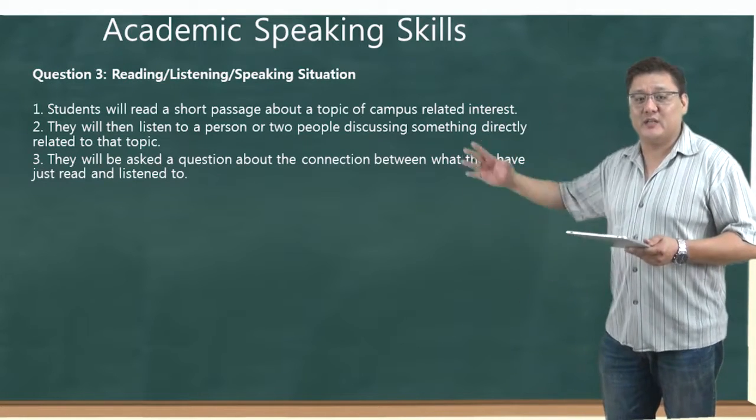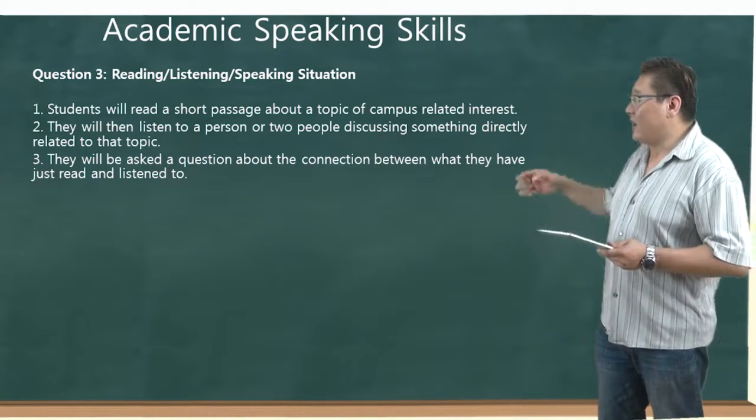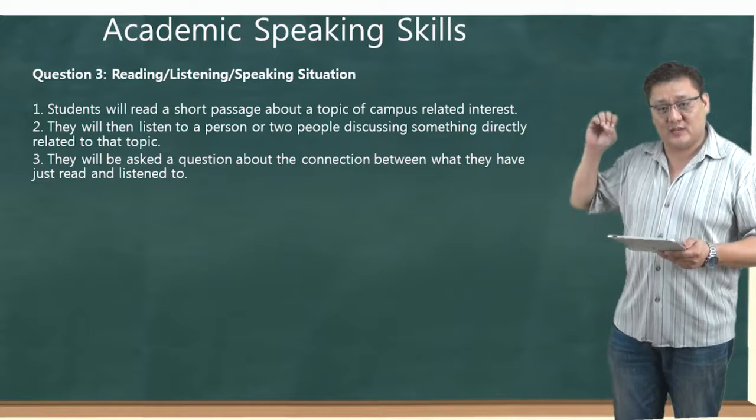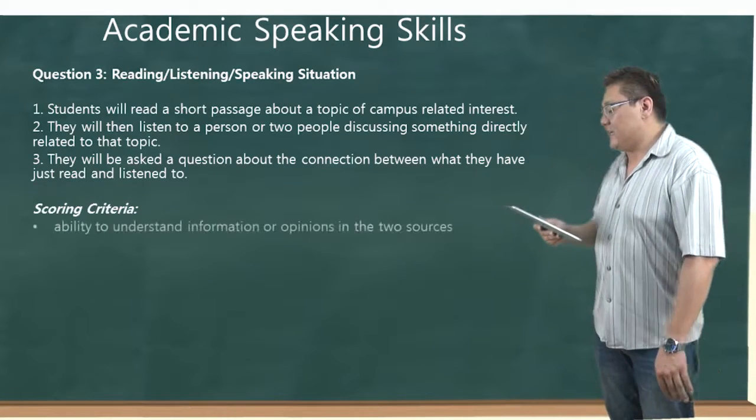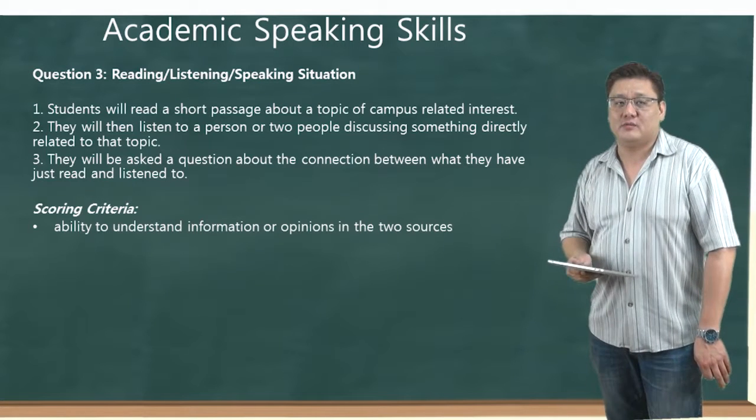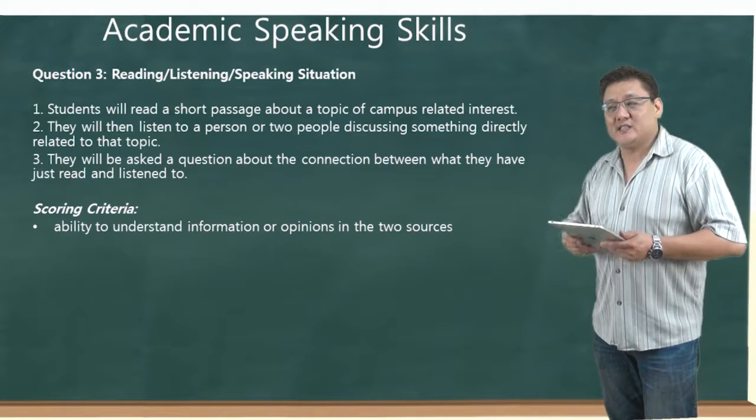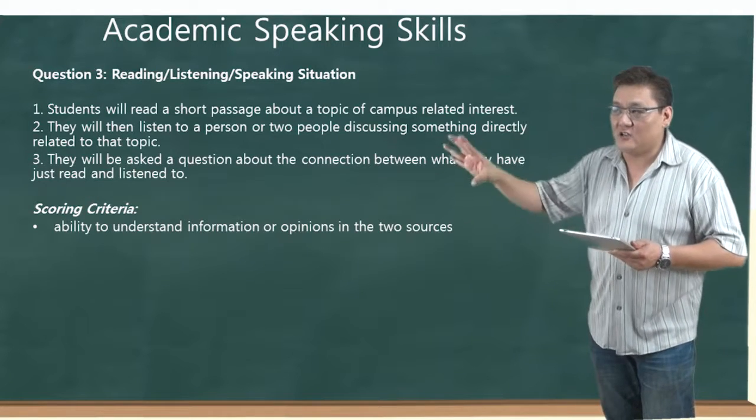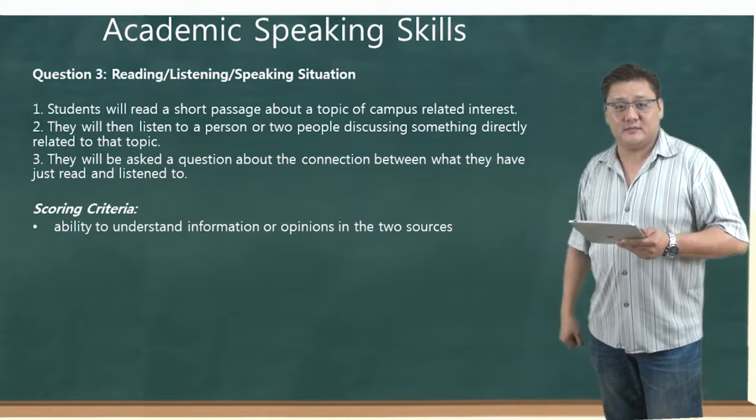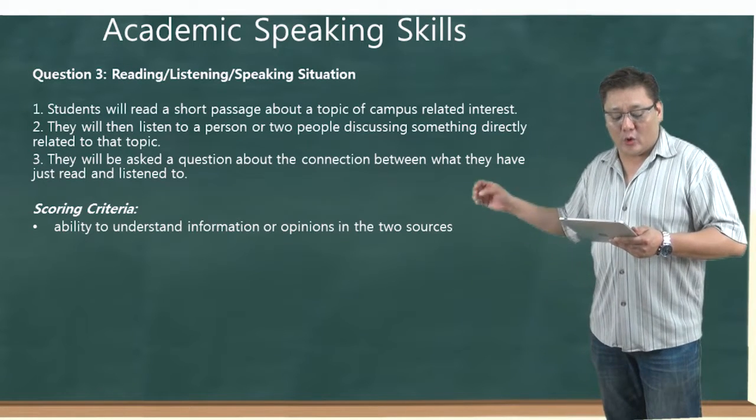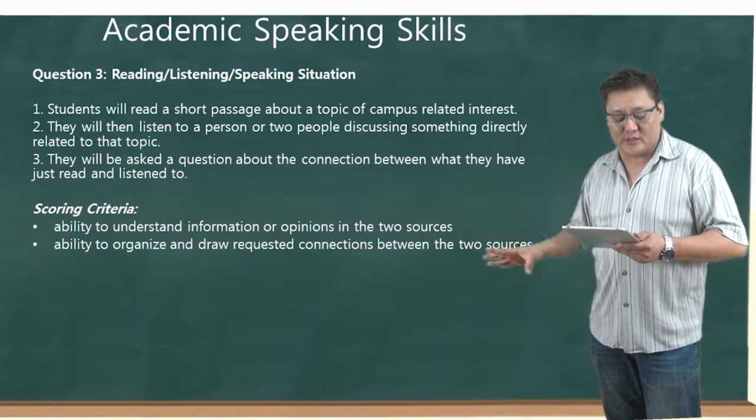Connecting. We're linking up two things, right? Now, on this thing, 학생들 다 scoring 한 ETS 볼 때는 뭐라고 찾으면 ability to understand information or opinion in two sources. Okay? So basically, we're gonna see 그 읽은 거랑 내용 말한 거랑 이어 붙일 수 있는 거 다 확인하는 거. Ability to organize and draw requested connections between two sources.